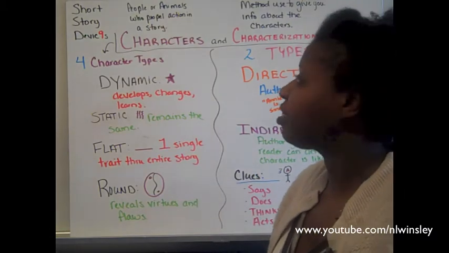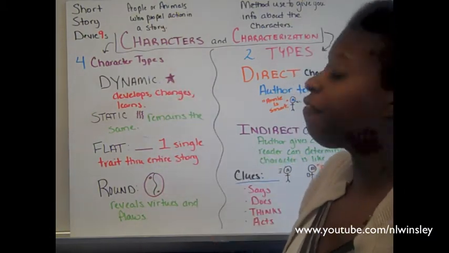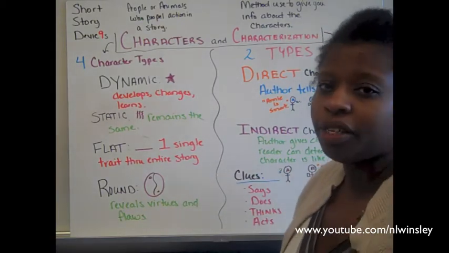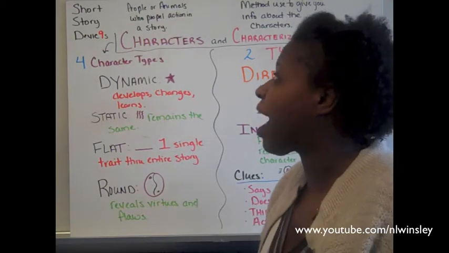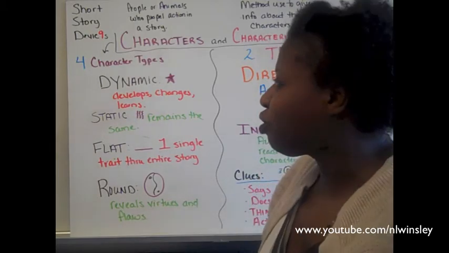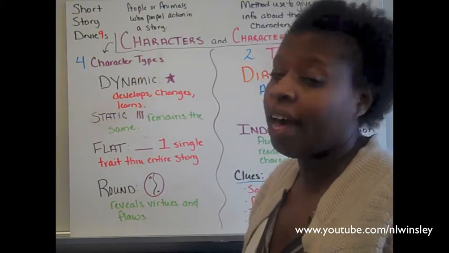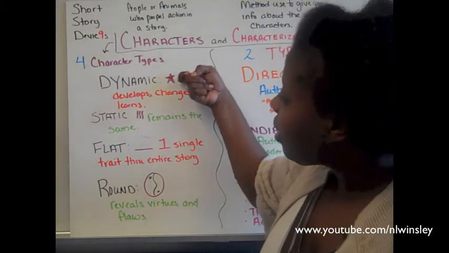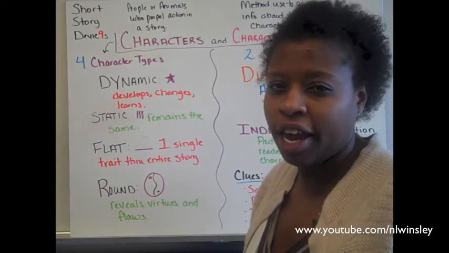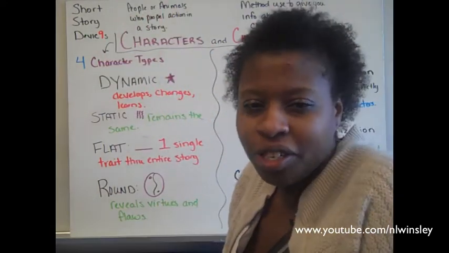The next device is twofold, characters, but we're really focusing on characterization. Now, characters are the people or animals who propel the action in a story. Now, typically an author uses 4 main character types at their disposal. You have the dynamic character. The dynamic character develops, changes, learns over the course of the story.